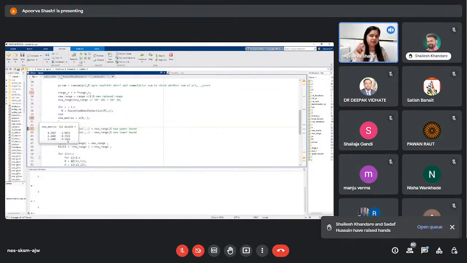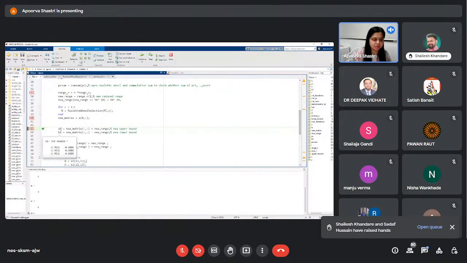Whatever we have written in the illustration, or whatever we have solved in the illustration, the same thing we have implemented in the program. That's why illustrations are very important. And then we have added the new range and subtracted the new range: new range add key, new range subtract key. From that we have generated these new upper bounds and new lower bounds for the candidates.